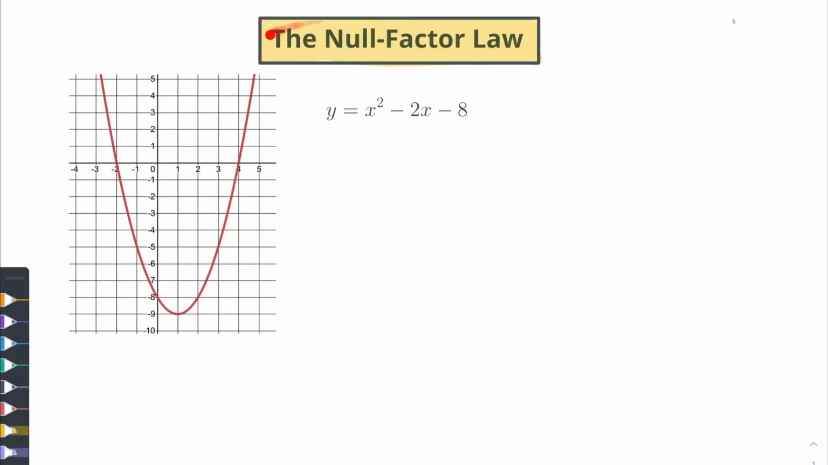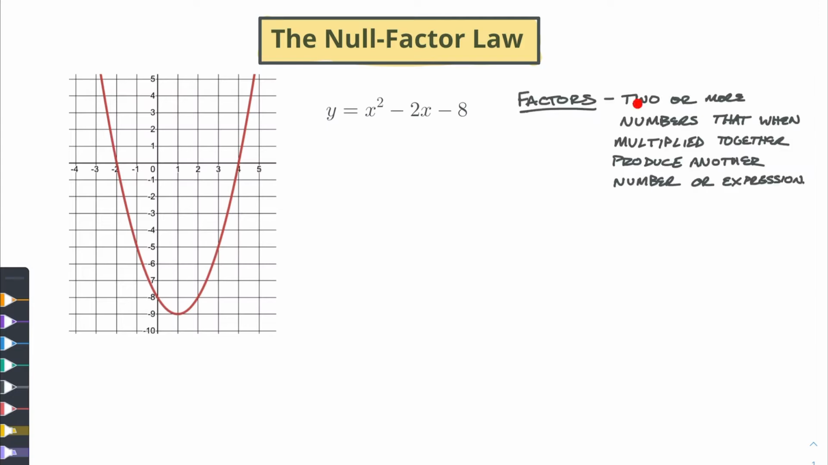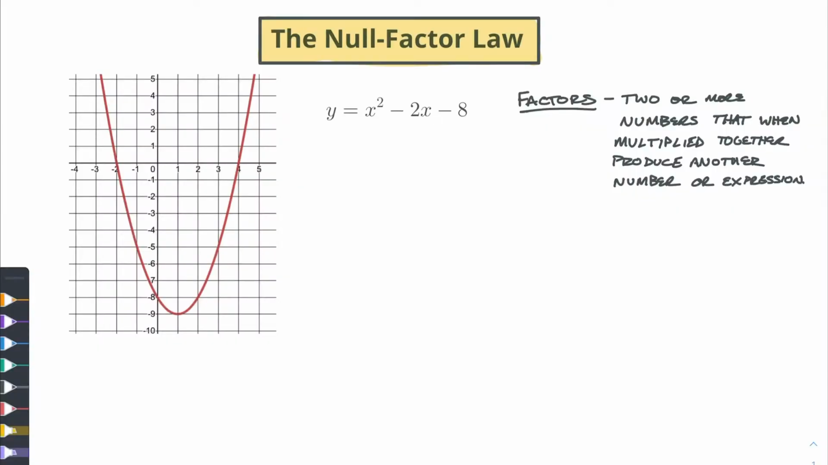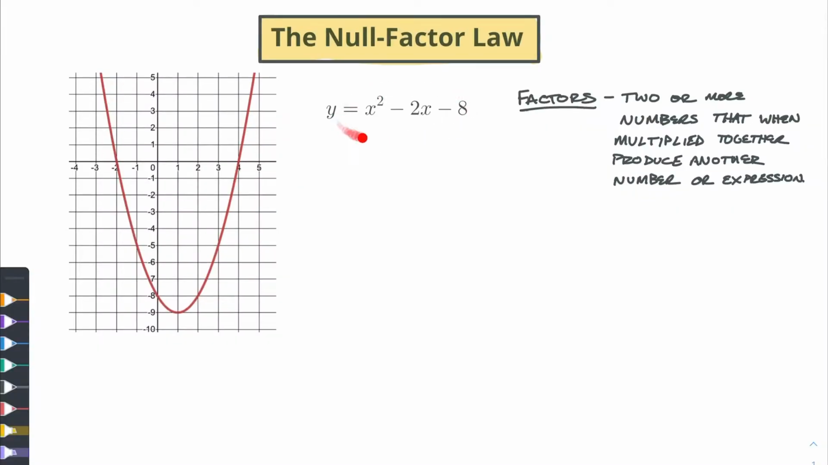Before we can find out what the null factor law means, we have to break down what is null and what is factor. Factors are two or more numbers that when multiplied together produce another number or expression. So in this case, the factors will be when we take our standard form equation and we put it into factored form. So let's start by putting this thing into factored form. What are two numbers that multiply together to give me -8 that add together to give me -2? Well, that's going to be y equals x minus 4 times x plus 2.